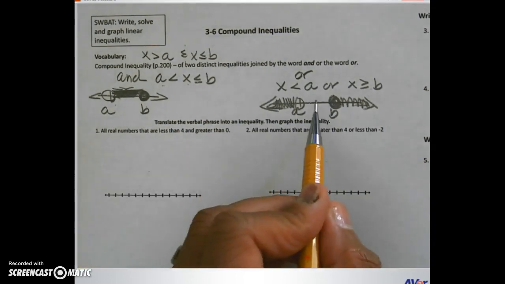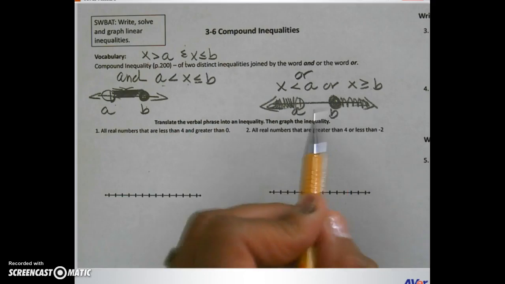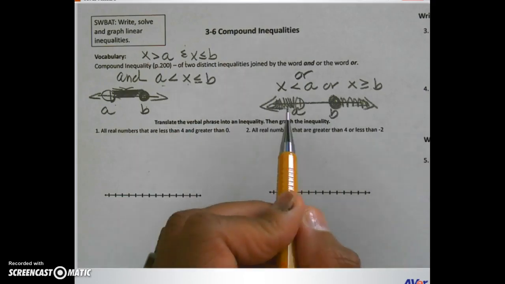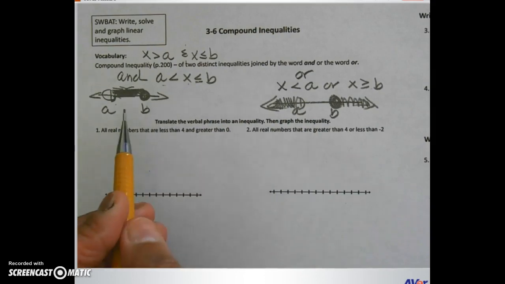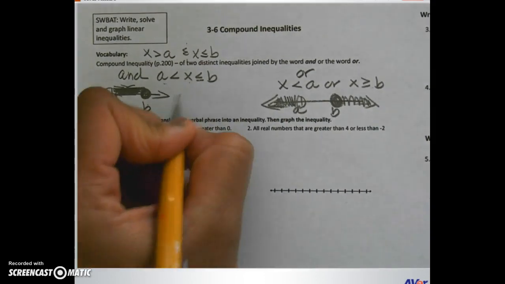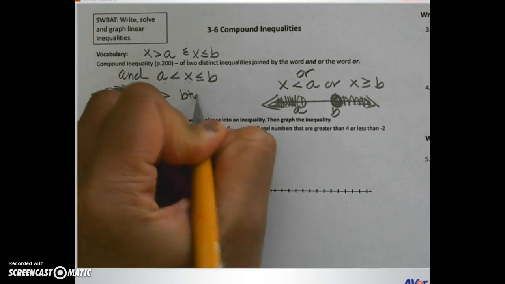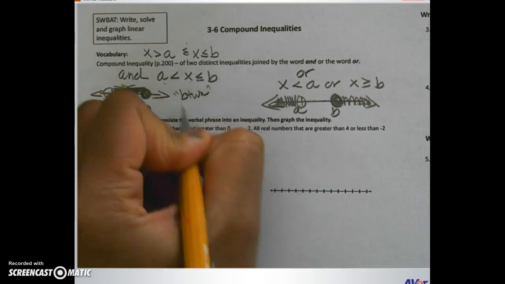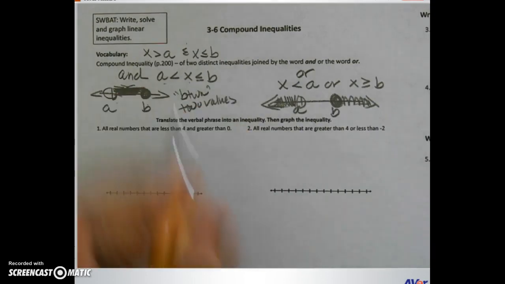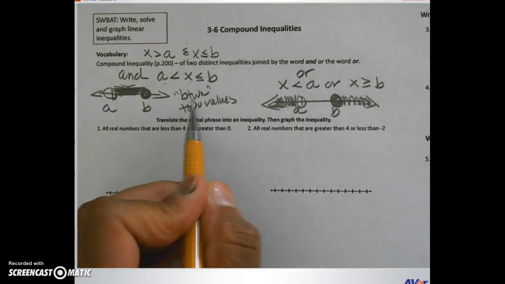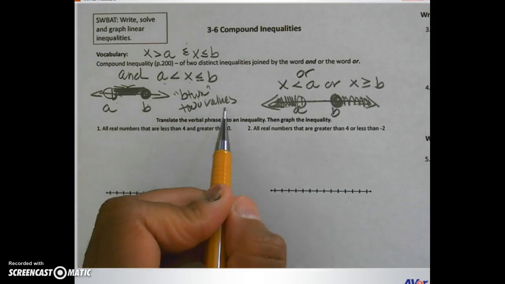For or, kind of a little bit more intuitive because you're going in two different directions. You got this or that, this or that. And then for and, if your variable is in the middle, you're going to shade in the middle. So think about your variable being between two values. Your variable is between, BTWN, two values, between two values.